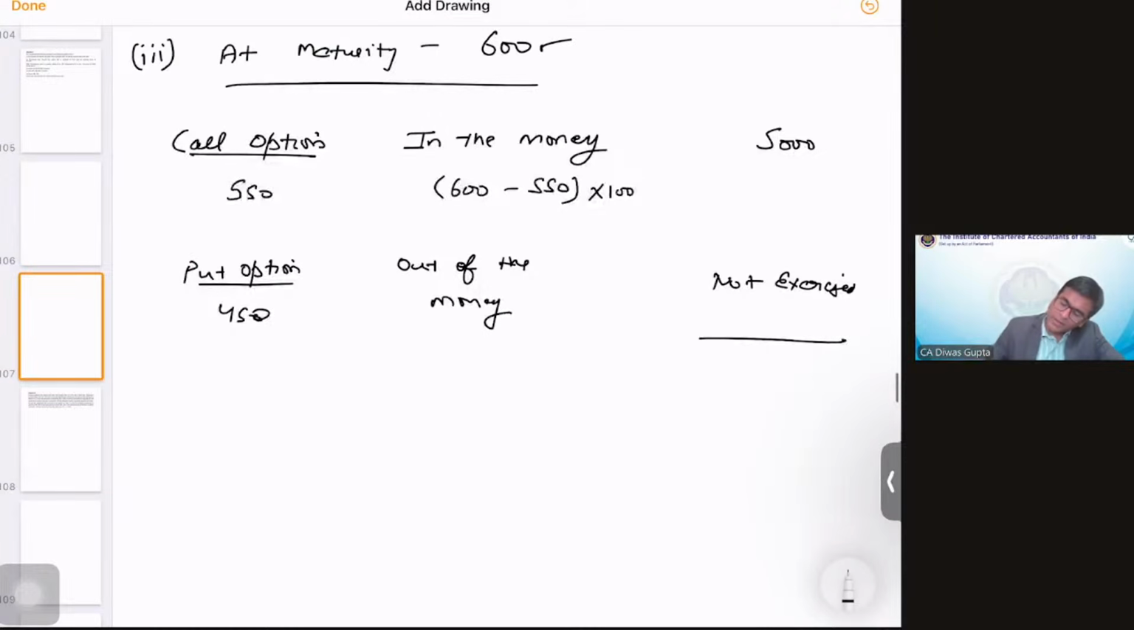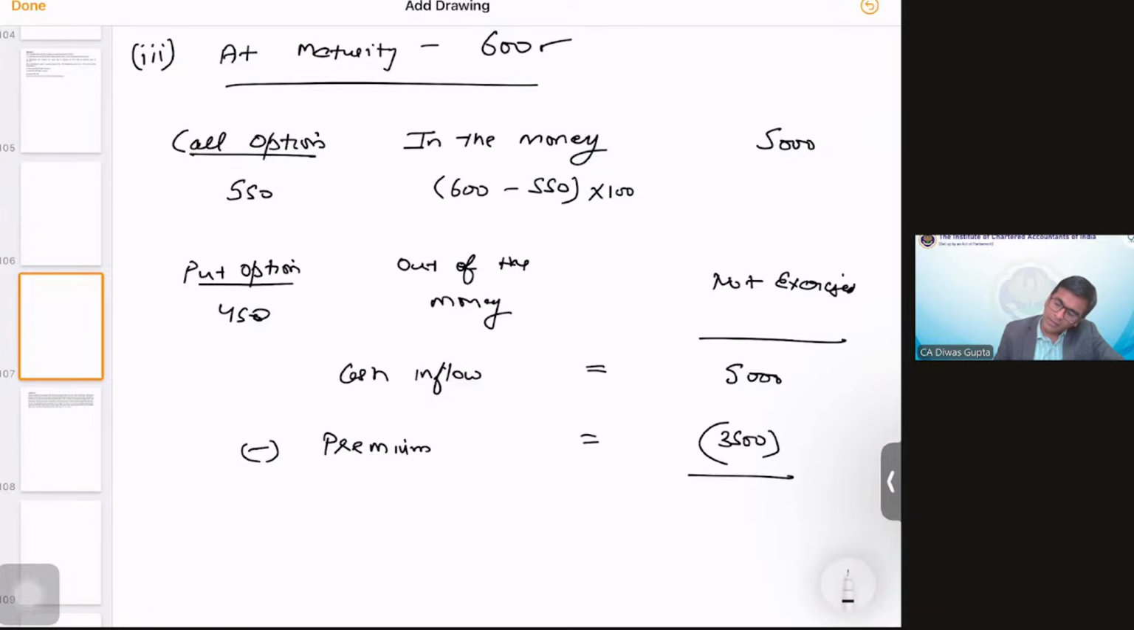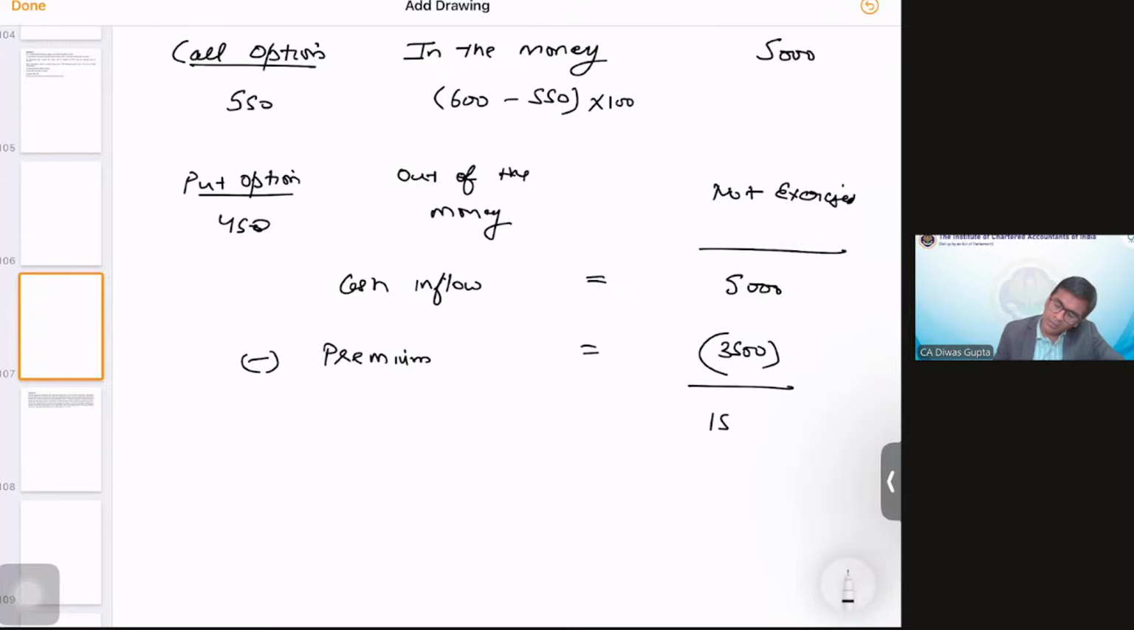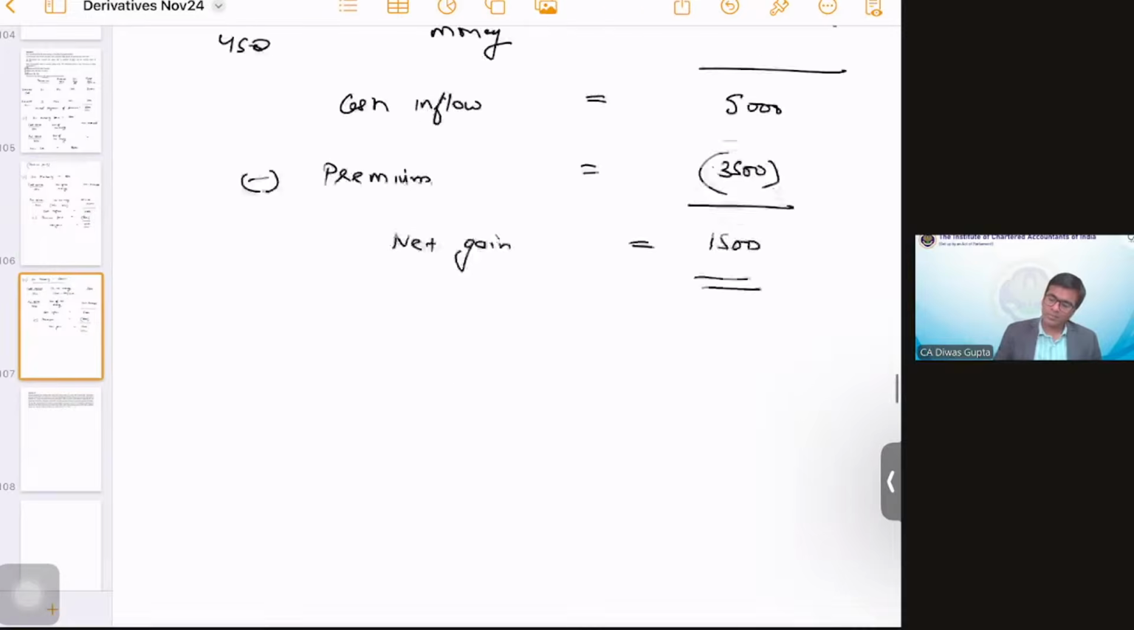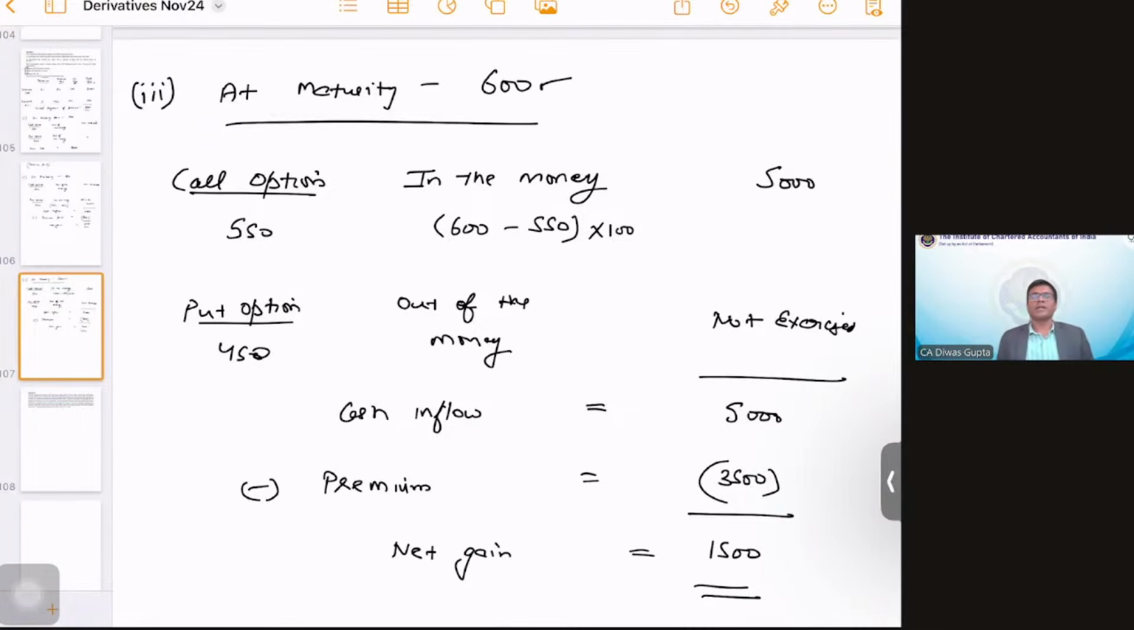This is not exercised. So ultimately, we are getting 5,000 as the cash inflow, minus premium 3,500, net gain 1,500. For your noting, I'm just displaying this.